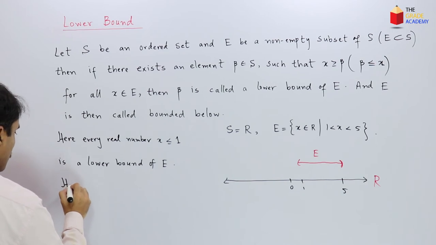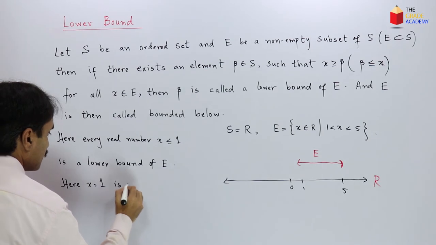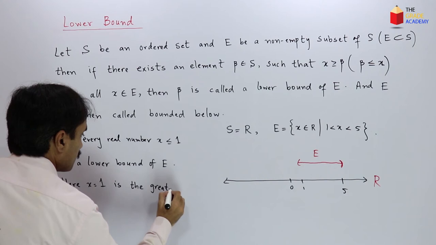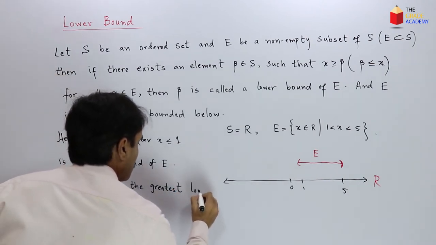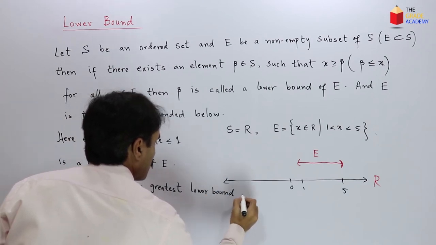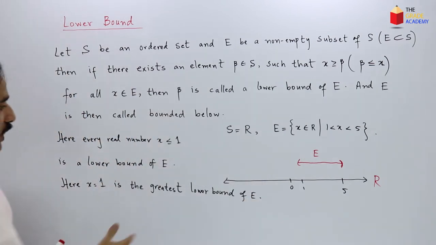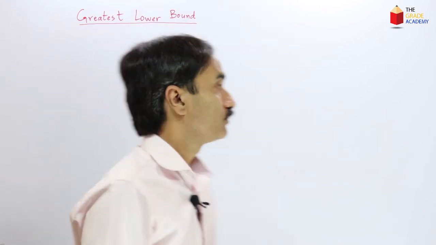So here x is equal to 1 is the greatest lower bound. Okay. So x is equal to 1 is the greatest lower bound. Now let us formally define the greatest lower bound.